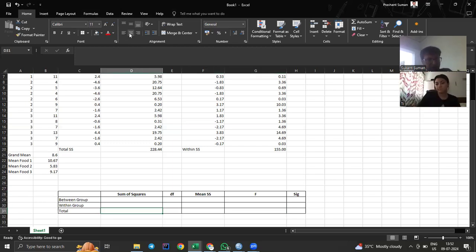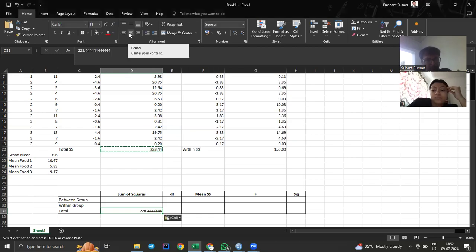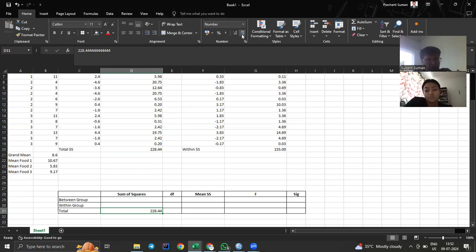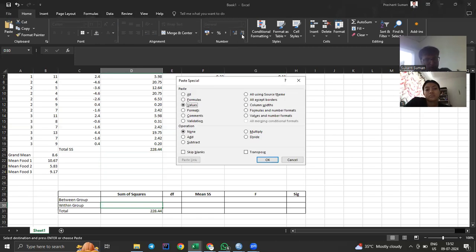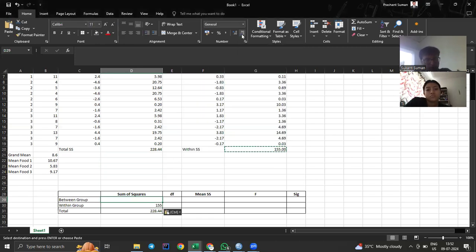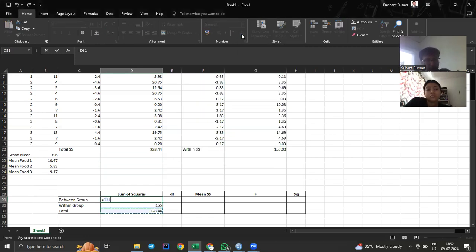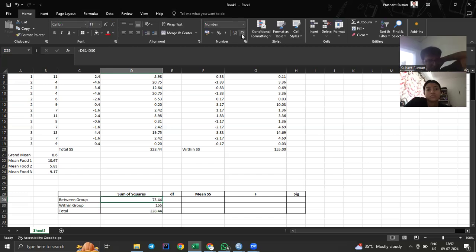This will come here. This value, the total, will come here. Again, I will have to do this a little bit fine. And this will come here. So within. Cool. Okay. Now what we have to do is simply find out this. I can use this formula. Correct? Yeah. That is the difference.